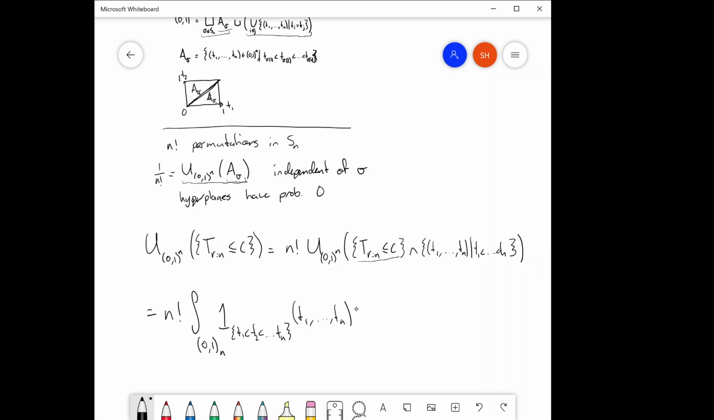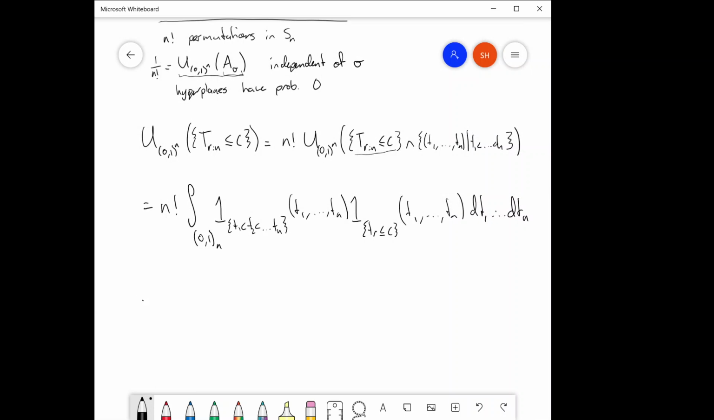Okay, we're going to have an indicator function that tr is less than or equal to c, because now these are in order, so the rth smallest one is really just tr of t1 ... tn dt1 ... dtn. Okay, and then we put all these conditions in for bounds on our integration, which is quite a mess.